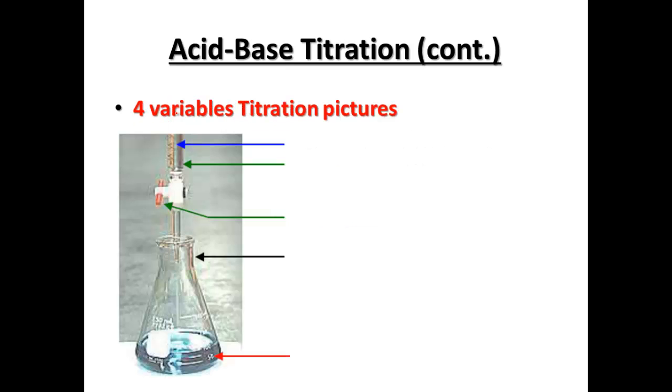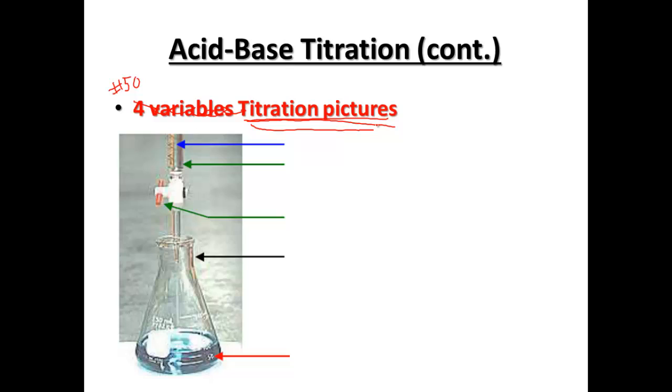Now, this is a controlled reaction. We're going to change things up. It does say 4 variables in your notes for number 50. Don't worry about those 4 variables. We're going to put a titration picture in.